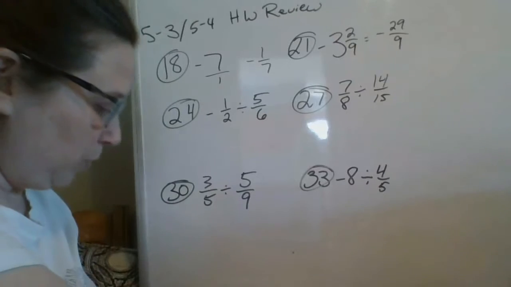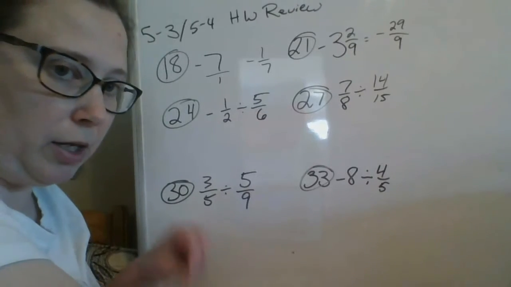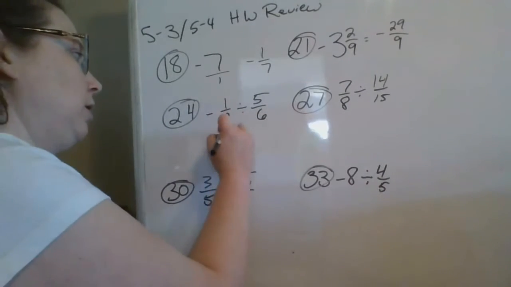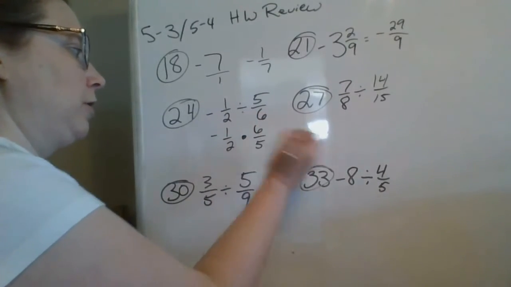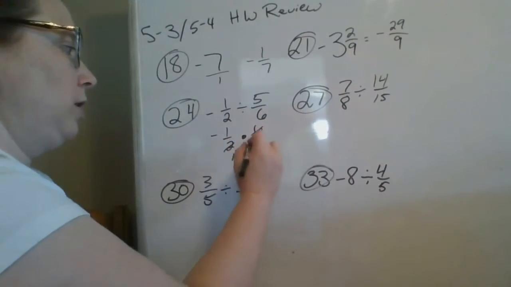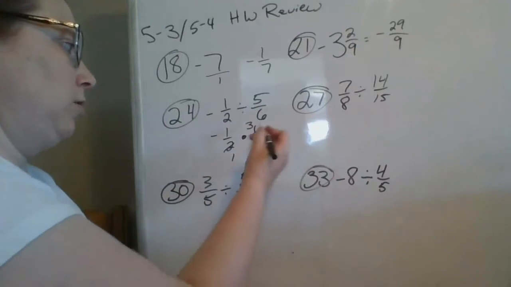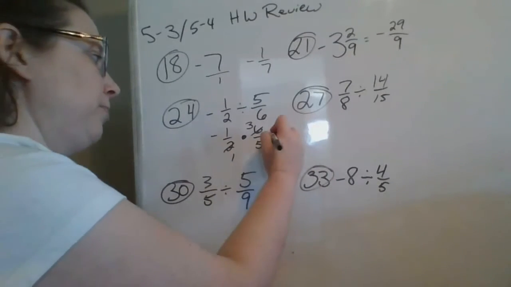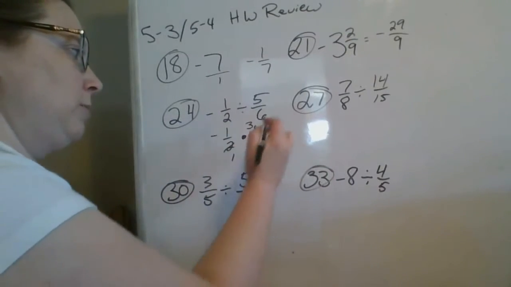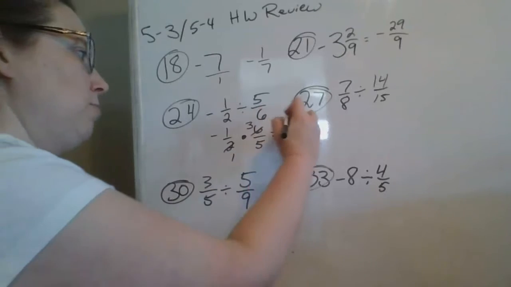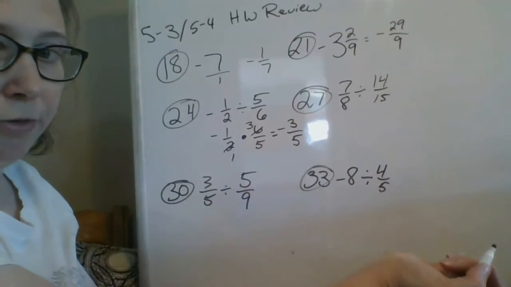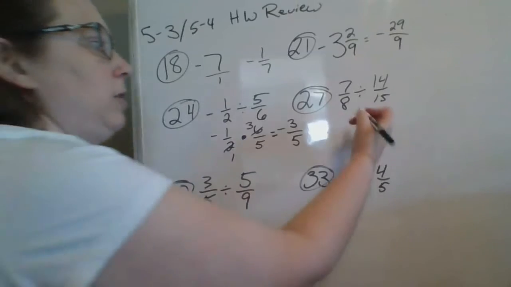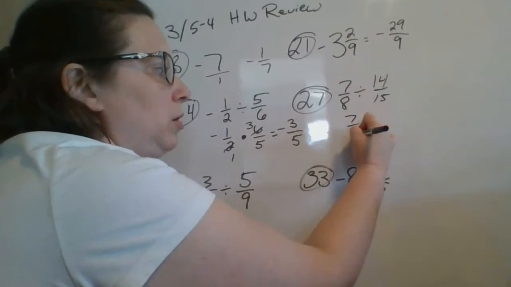Moving on to 24, here we're going to divide, so we're going to keep, change, flip. We keep our first fraction, change it to multiplication, flip our second fraction. We can cross reduce because there was a common factor of 2 there. Now I'm doing negative times positive, which is negative. Multiply across the top, multiply across the bottom. We get negative 3/5.